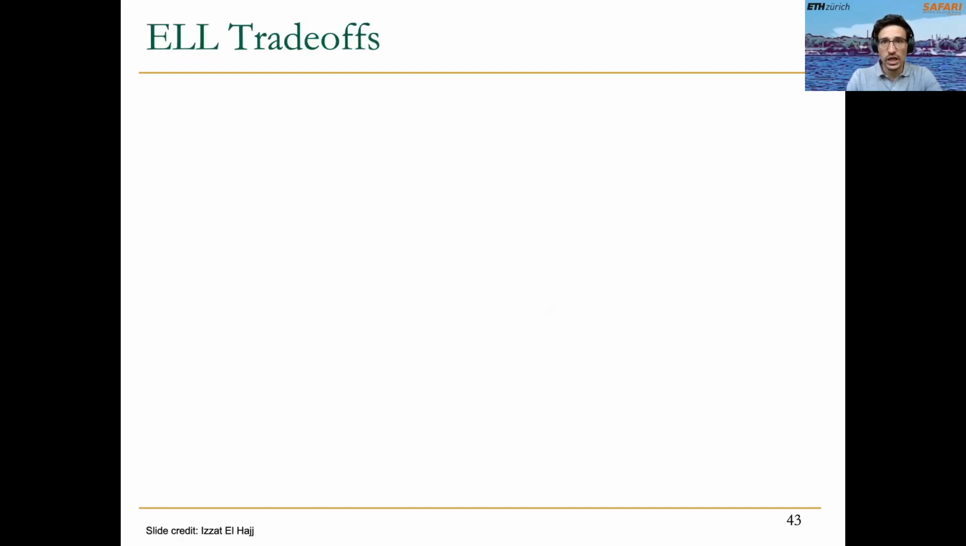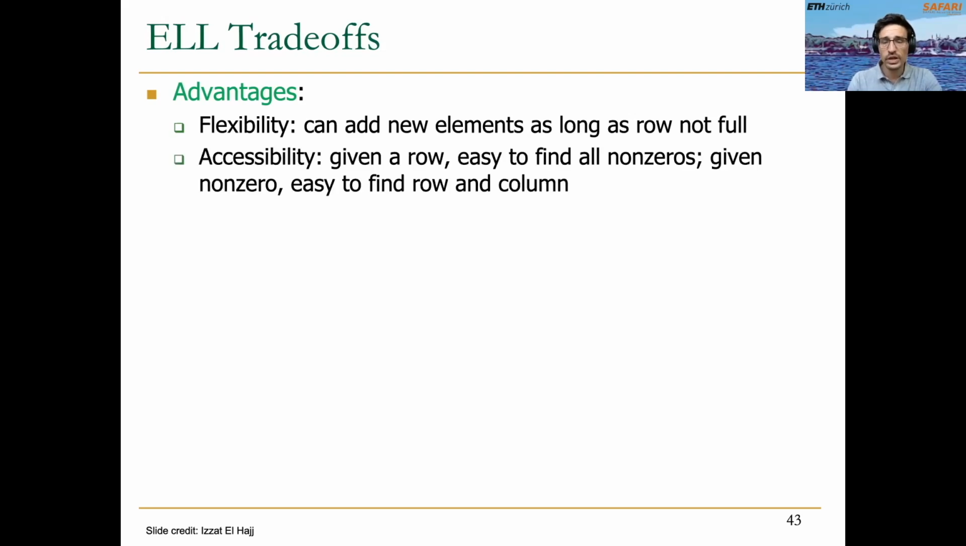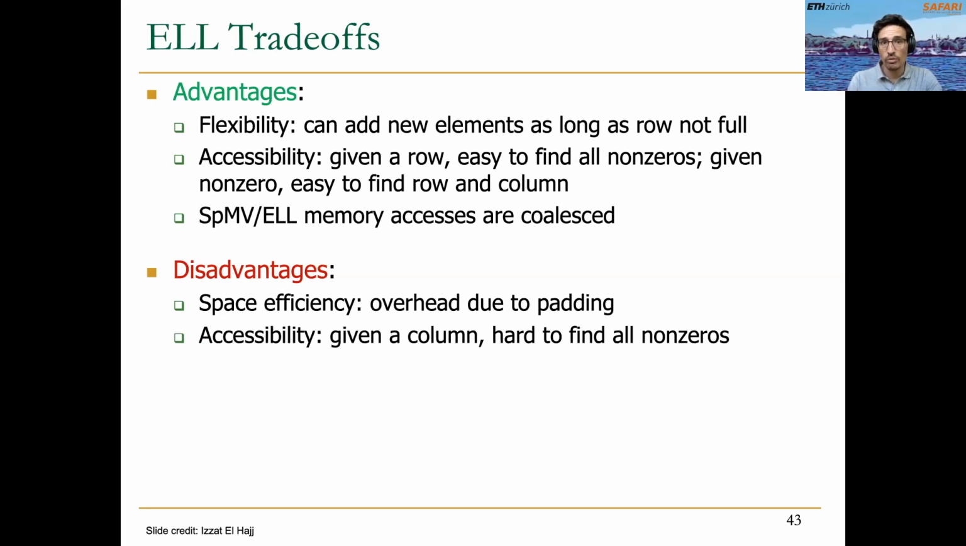So what are the trade-offs of this ELL format? Advantages: it's flexible, in the sense that we can add new elements as long as a row is not full; we just need to replace one of the padded positions with the actual value that we want to store. In terms of accessibility, given a row it is easy to find all non-zeros, and given a non-zero it is easy to find row and column. The memory accesses are coalesced for SPMV, as we have just seen. In terms of disadvantages, it's not very space efficient because of the overhead due to padding. In terms of accessibility, given a column it is hard to find all non-zeros, and it also has control divergence because, as you have seen, not all threads compute on the same amount of elements, since there is not the same amount of non-zero elements in each row.